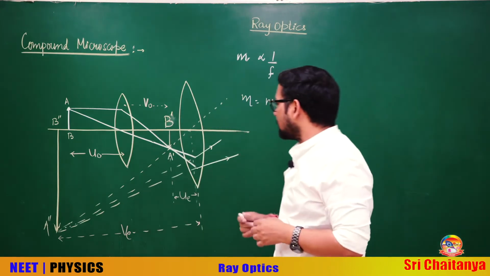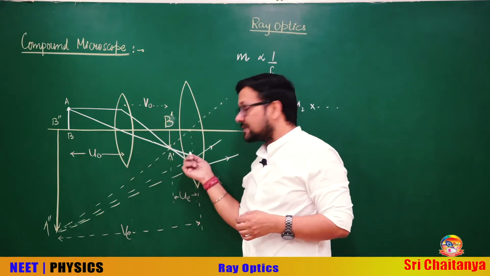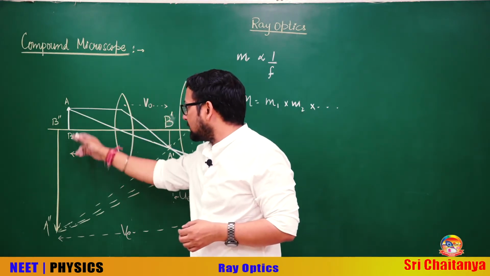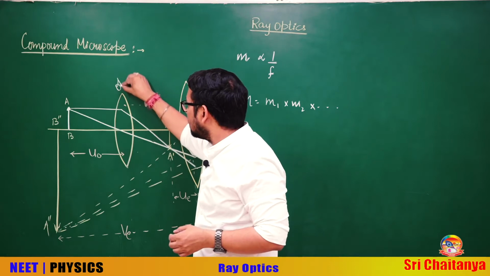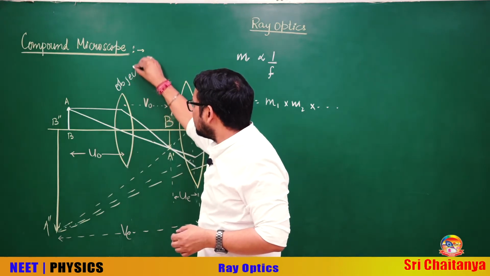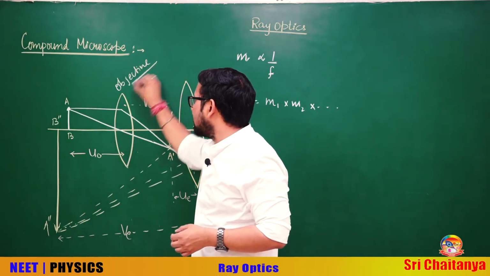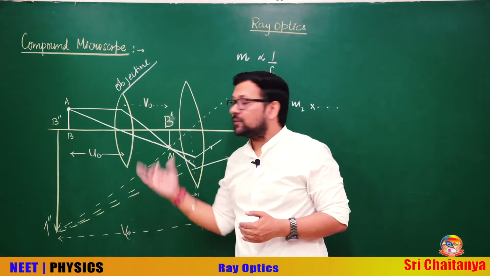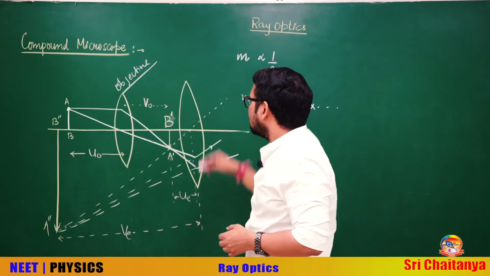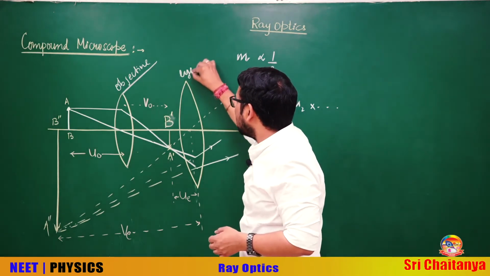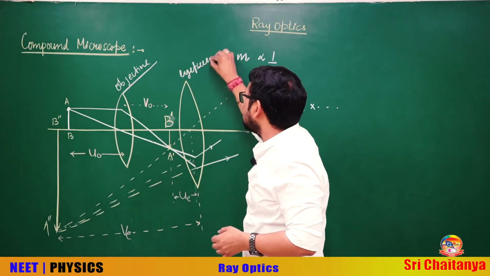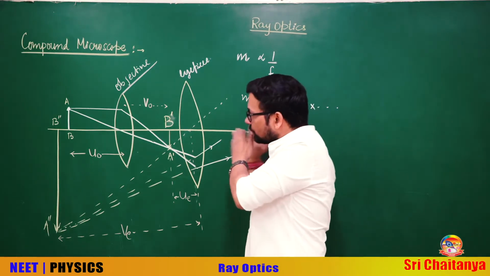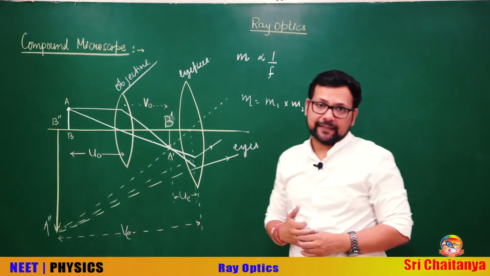In a compound microscope, we are using two lenses. The first lens, in front of which the object is placed, is called the objective. Obviously, the objective means the lens in front of which the object has been placed. The second one is the eyepiece. Eyepiece means, here are the eyes, through it the final image is being seen.